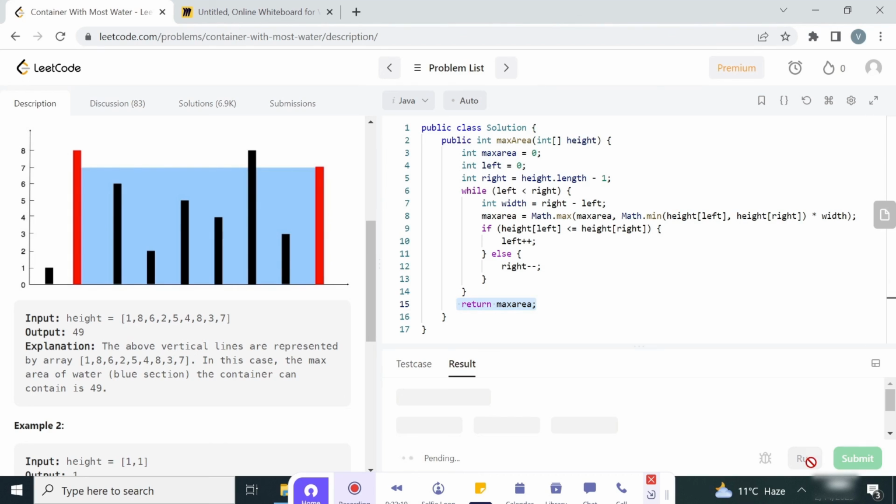So let's try to run this program. Let's try to run this solution. Yes, test cases are accepted, so this solution is working fine.